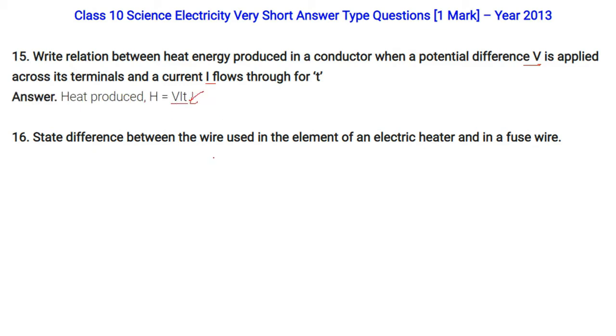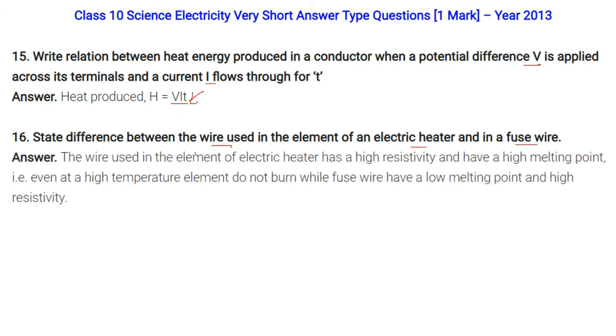State the difference between the wire used in the element of an electric heater and in a fuse wire. What is the difference? The wire used in the element of an electric heater has high resistivity and a high melting point. That is, even at high temperature, the element does not burn. On the other hand, fuse wire has a low melting point and high resistivity.